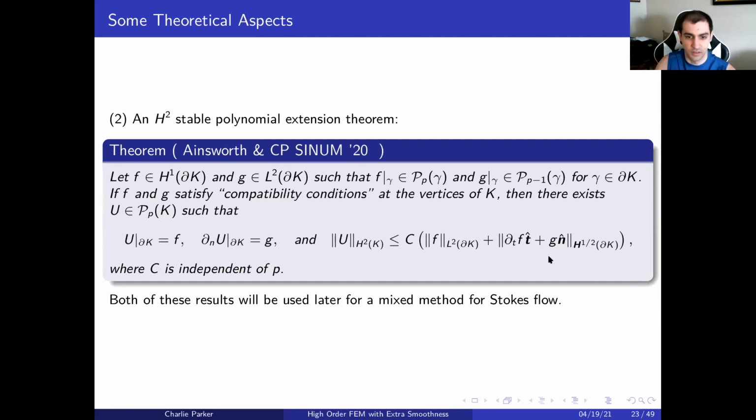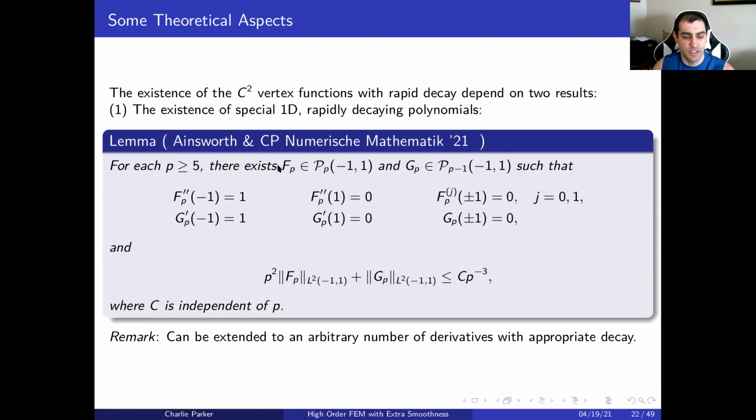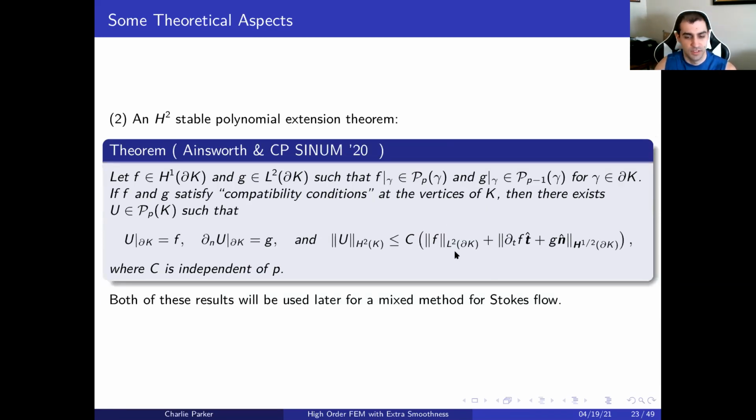And so if we combine these 1D polynomials on each edge of the triangle with this H2 extension theorem, then you can construct the C2 basis functions that decay at the right rate. And what's interesting, that we didn't know at the time, is that both of these results will actually be used later in proofs for the elements for Stokes flow.